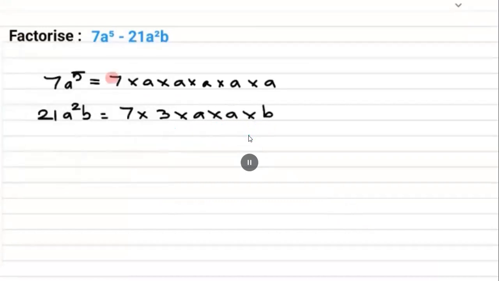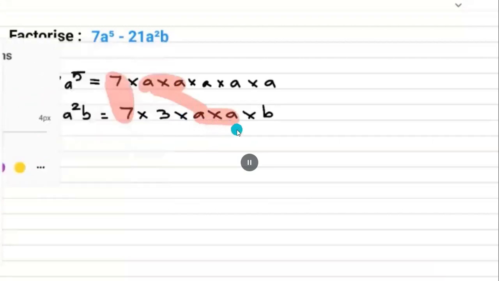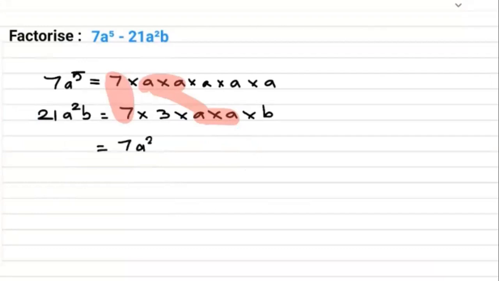And now we are going to find the common factor. 7 is common, and we have a squared in both, so a squared is common. So we write it as the common factor 7a squared into the rest of the terms. In the first term, a cube is left, minus, and here 3 is left, so minus 3b.